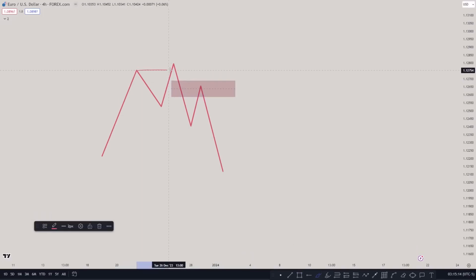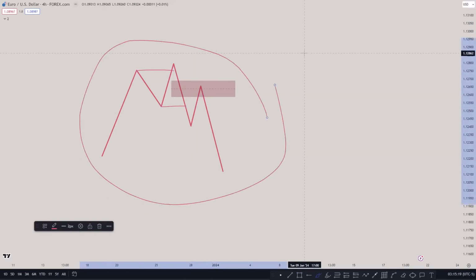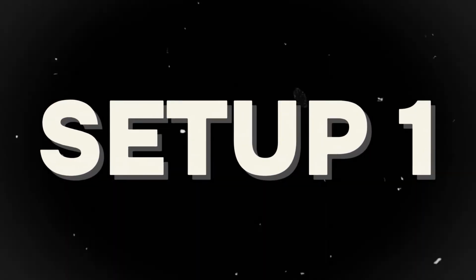Now, if I draw it, in a good way, it's going to be something like this: sweep, change of character, price coming into a fair value gap, going lower. That's our fair value gap here. And we have the sweep here, and we have the change of character here. That's the 2022 mentorship model. Now, that setup is very good. There is nothing wrong with it.